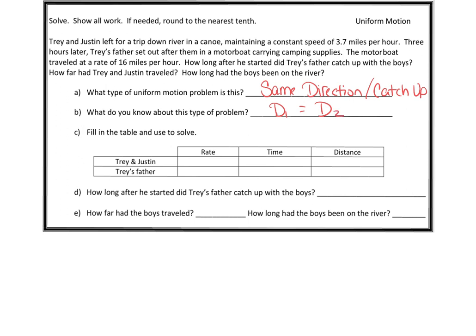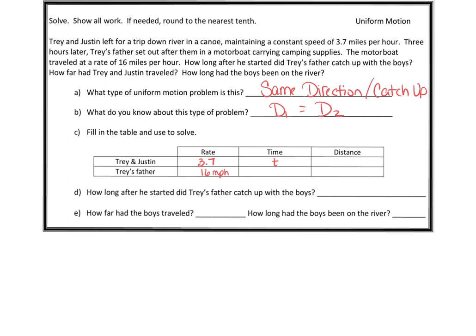Let's see what we know. We're going to fill in what we know. Trey and Justin, do we know their rate? Yes, 3.7 miles per hour, yes. Do we know Trey's father's rate? Yes, 16 miles per hour. All right. Here's what we don't know. Do we know how long they traveled? No, we do not. So we're going to say they traveled T hours.